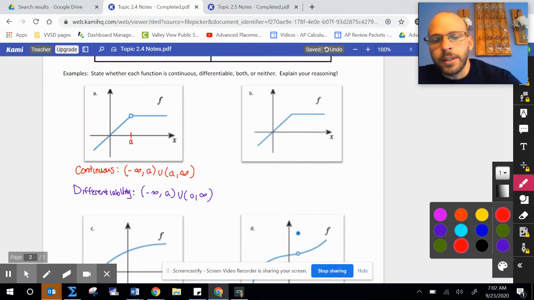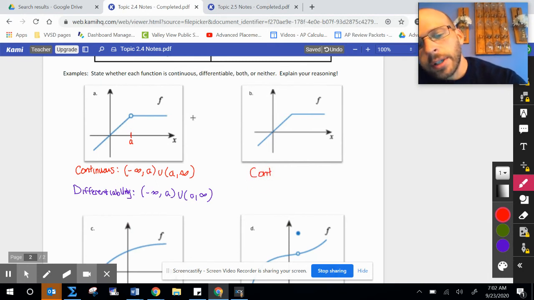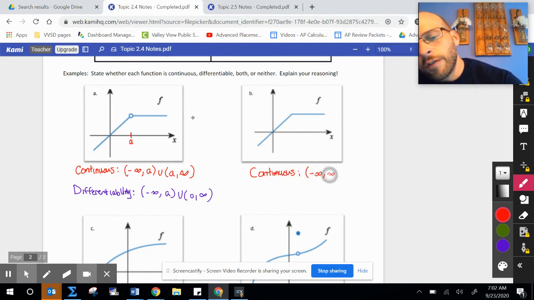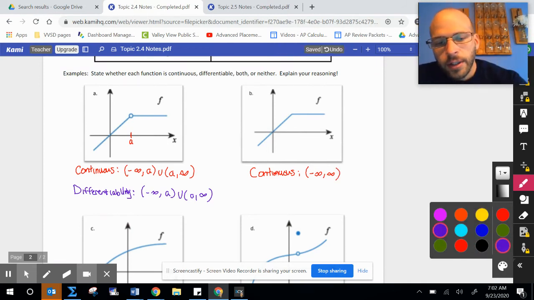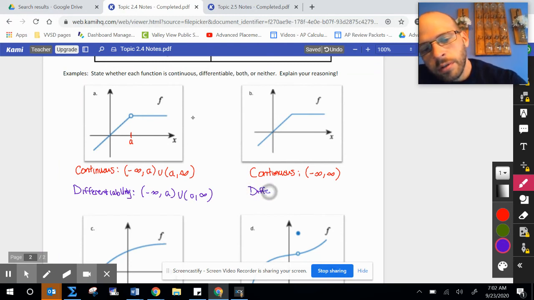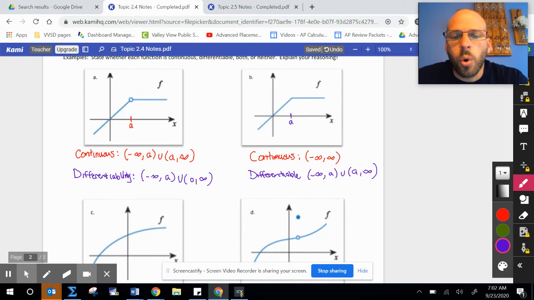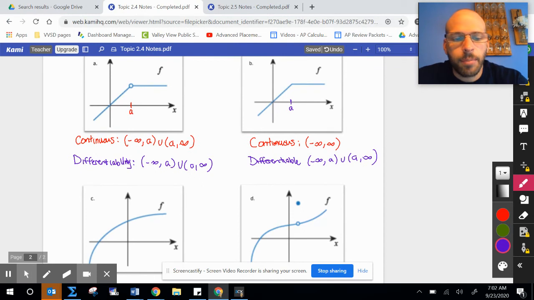So if you take a look at b, I'm going to say it's continuous from negative infinity to infinity this time, because there is no hole. However, it's not differentiable. Let's say this is still at a, so negative infinity to a, a to infinity. So the point does exist, but because there's a corner at that point, it's not differentiable. The derivative does not exist at that point.